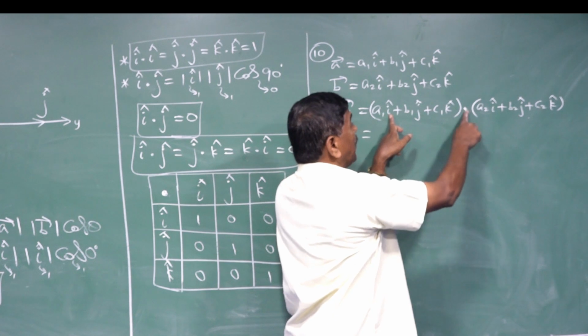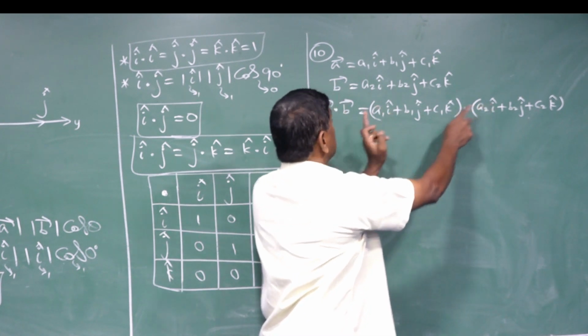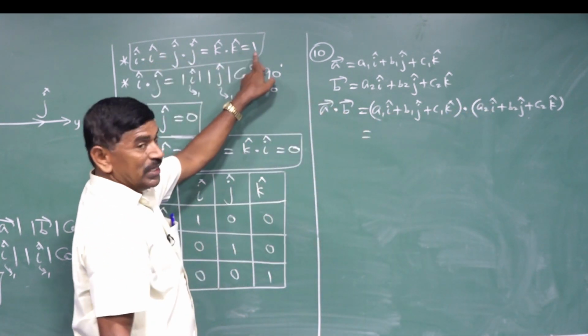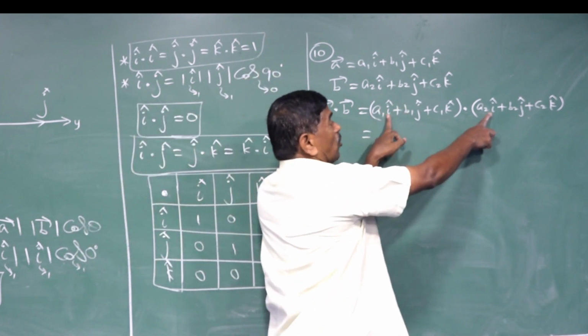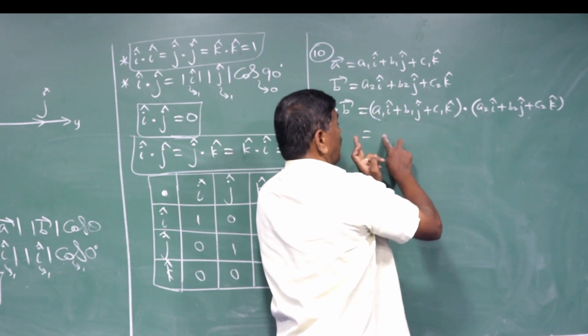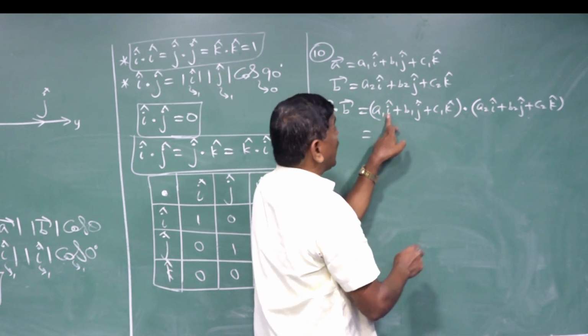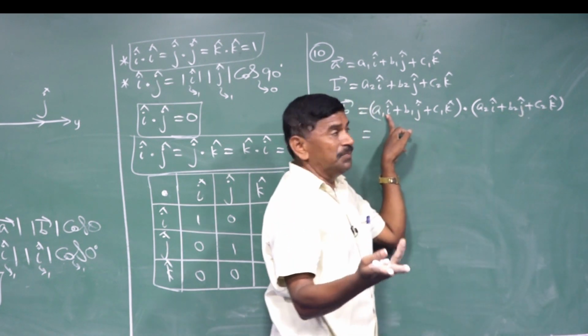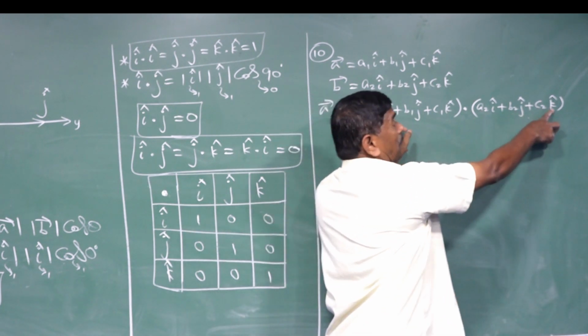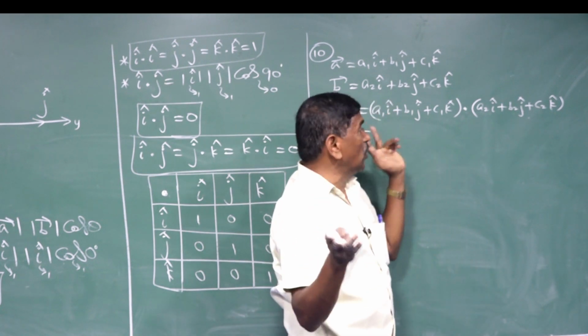But i cap dot i cap is equal to 1 unit. So we are going to get the answer. That is, i cap dot i cap is equal to 1 unit. Therefore A1 A2 will be the answer. Next, i cap dot j cap. Anyone? Yes, 0. No need to write. Next, i cap dot k cap. Yes, very good, 0. No need to write.